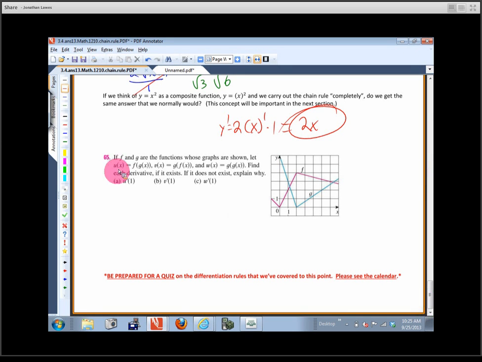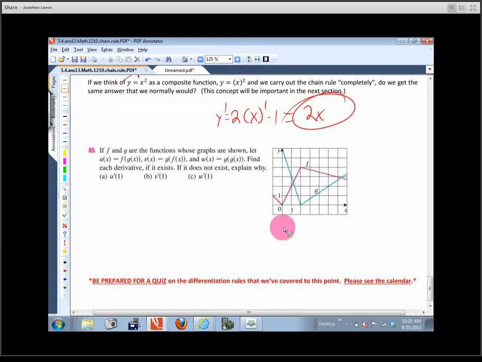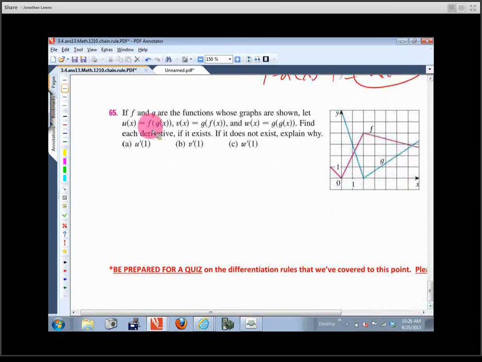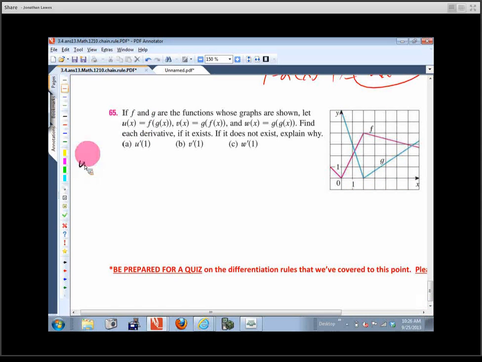So this one says u is f of g, and v is g of f, and w is g of g. Okay? So what it wants us to find is u prime of 1, v prime of 1, and w prime of 1. So I'm going to do different colors for each one of these. The first thing that I would recommend doing on something like this is, rather than looking at the problem and trying to figure out what it is, just write down what the rule is. So the rule on this one would be, u prime of x should be equal to, well, it's a composite. So let's do this symbolically.